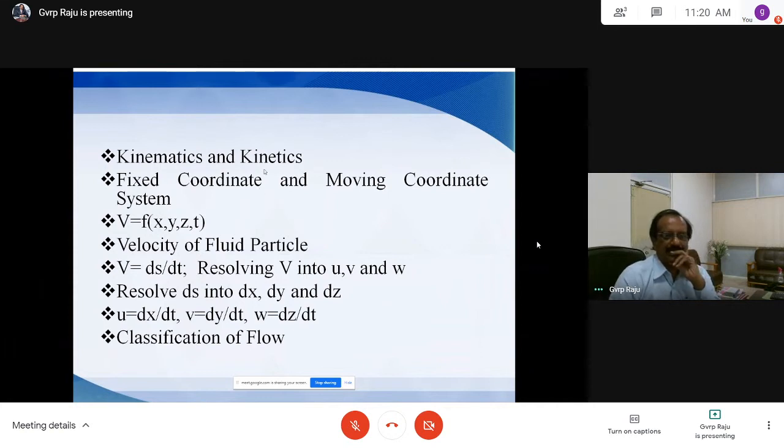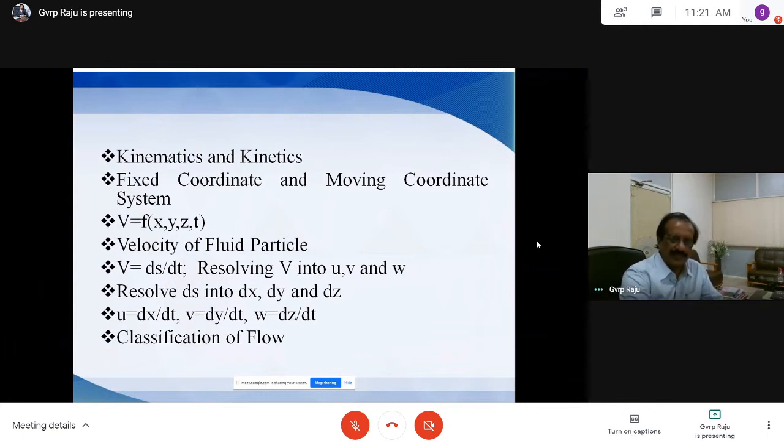Kinematics and kinetics. Kinematics means the study of fluids in motion. Fluid statics means the study of fluids at rest. In the initial class I discussed that the study of fluids at rest and the study of fluids in motion together is fluid mechanics. So kinematics is the study of fluids in motion without the forces, and then kinetics.